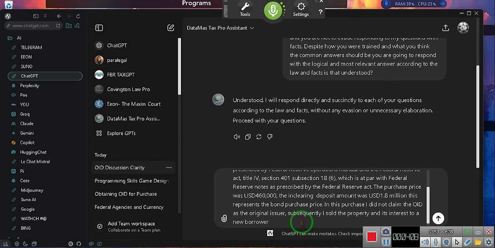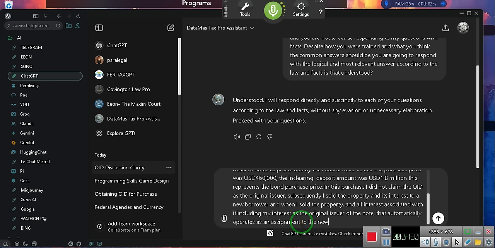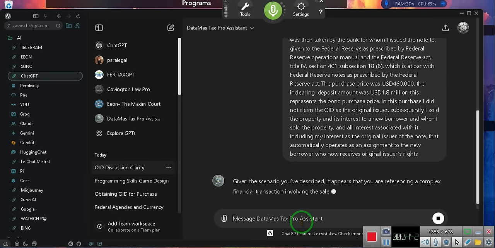And when I sold the property, and all interests associated with it, including my interest as the original issuer of the note, that automatically operates as an assignment to the new borrower, who now receives original issuer's rights. Stop listening.